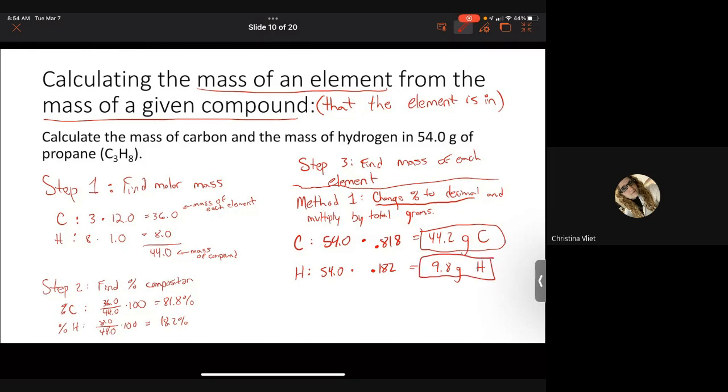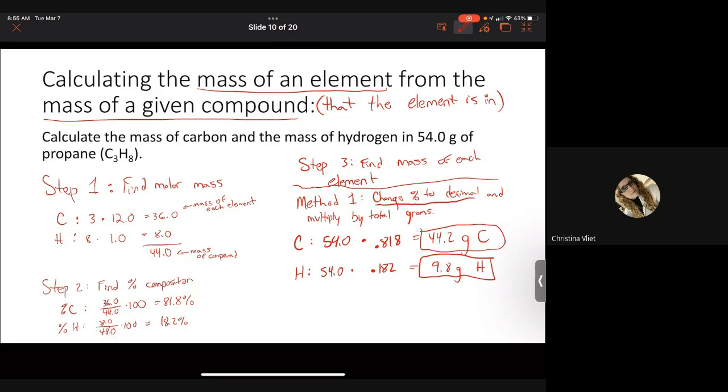Your total grams should add up to what? 44.2 plus 9.8 should add up to 54, and if it doesn't, then there's something done wrong. That's method 1. Method 1 is the one I used because I like that. And I just used what I knew to solve questions.